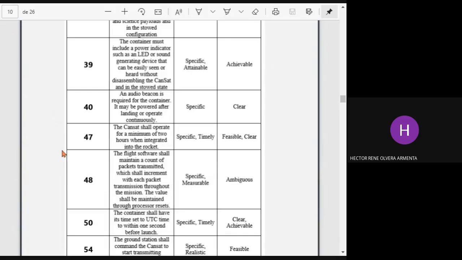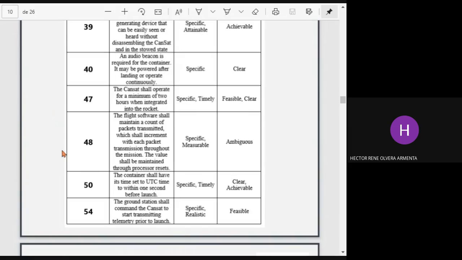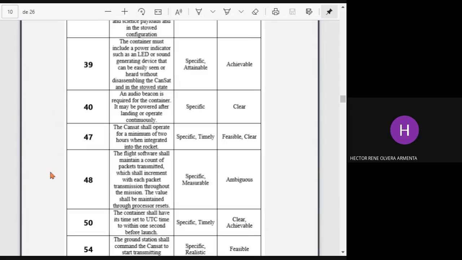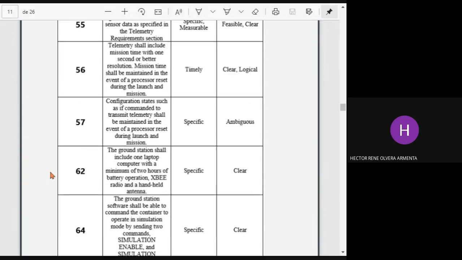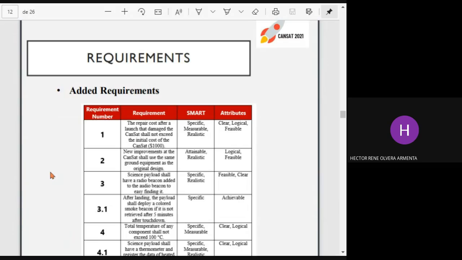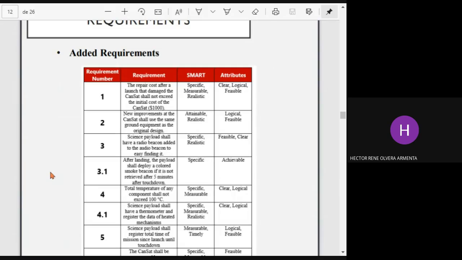And here we have another kind of requirements, also in the same area of design and interface. And we continue with those. Now, these are some added requirements that we propose.